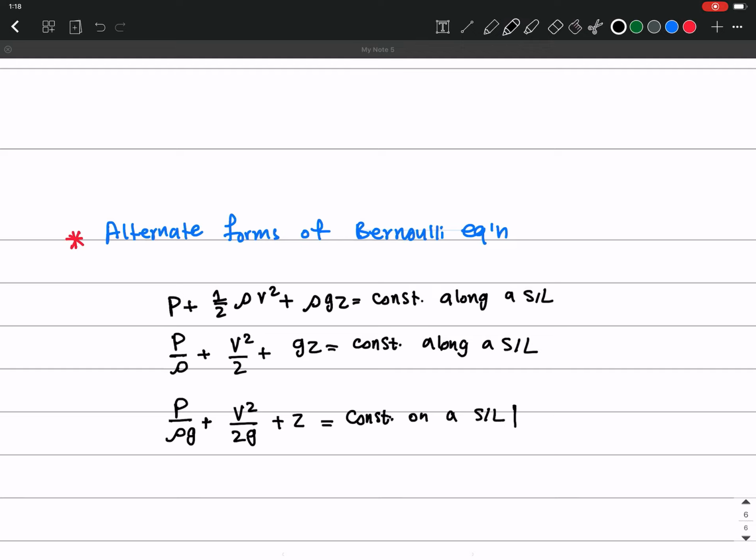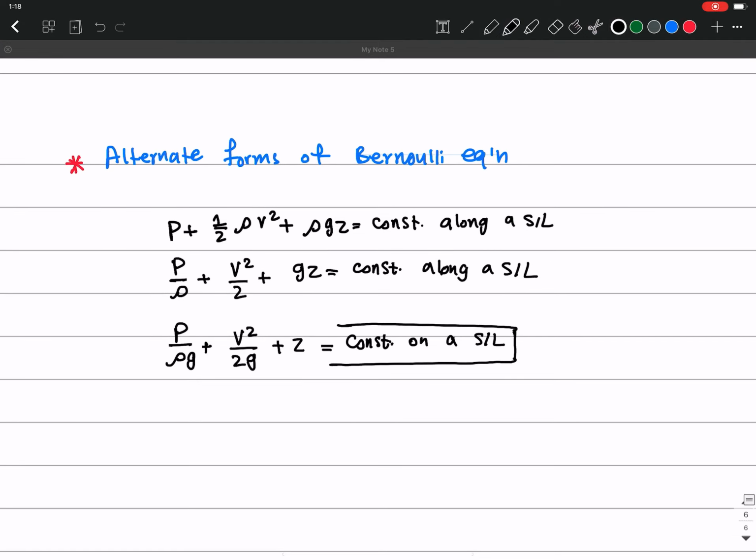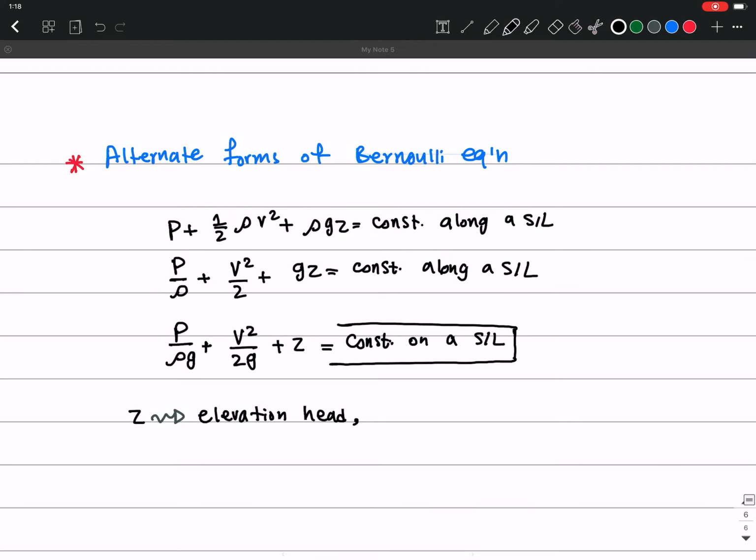And this is also a form that has a very interesting intuition. So Z is elevation head. Let me write it down. Z here in this equation, we call this elevation head. It's the elevation of the streamline that we are investigating. And this kind of shows the potential energy of the particle, right?